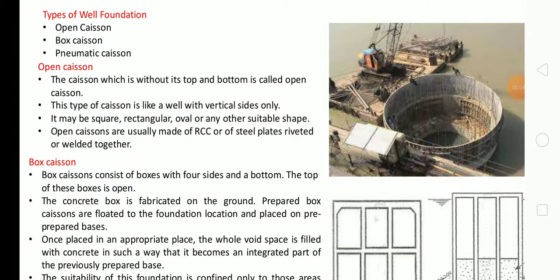In this video we are going to study the different types of well foundation. Okay, what are the different types of well foundation? Before this video we already discussed why we recommend well foundation, what are the advantages, disadvantages and requirements of well foundation, and what are shifting, tilting and sinking of well foundation.